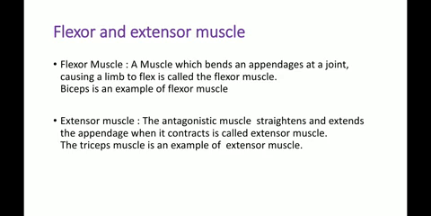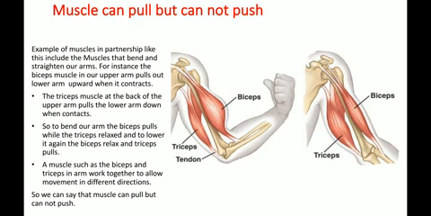Flexor and extensor muscle. Now the flexor muscle. A muscle which bends appendages at a joint, causing a limb to flex, is called the flexor muscle. Biceps is an example of flexor muscle. Extensor muscle. The antagonistic muscle which straightens and extends the appendages when it contracts is called the extensor muscle. The triceps is an example of extensor muscle. Muscle can pull but cannot push.